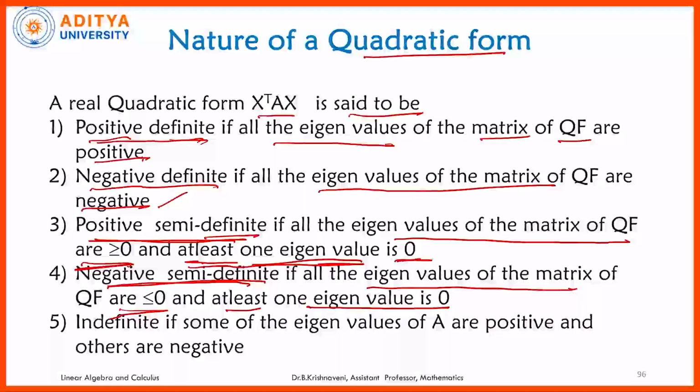There are cases where we get eigenvalues both positive and negative. In that case, we call the quadratic form indefinite. That is, we call the quadratic form indefinite if some of the eigenvalues of A are positive and the others are negative.